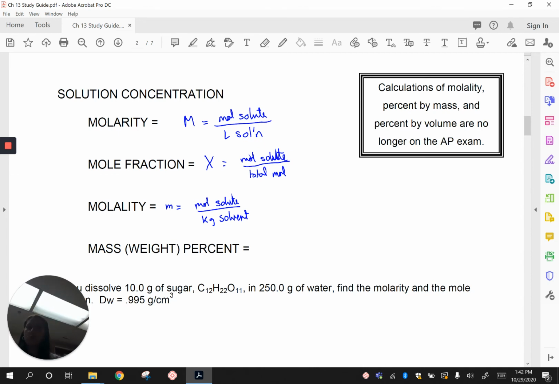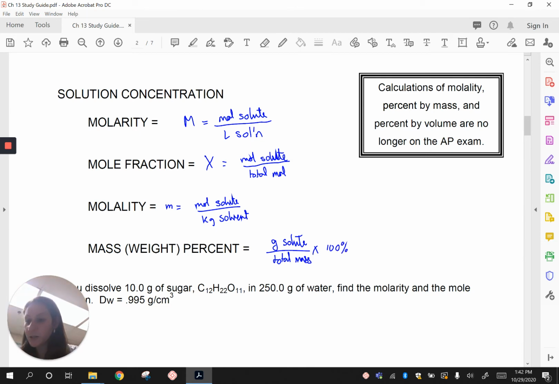Next is mass or weight percent, and so this is grams of solute, or mass of solute over the total mass, and then times 100%.